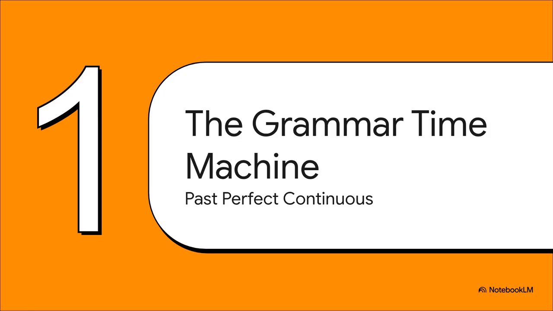So, what is this incredible tool that just solved our mini mystery? Well, it's called the past perfect continuous. And I want you to think of it just like this. It's a way to look back from a point in the past to see an even earlier past.